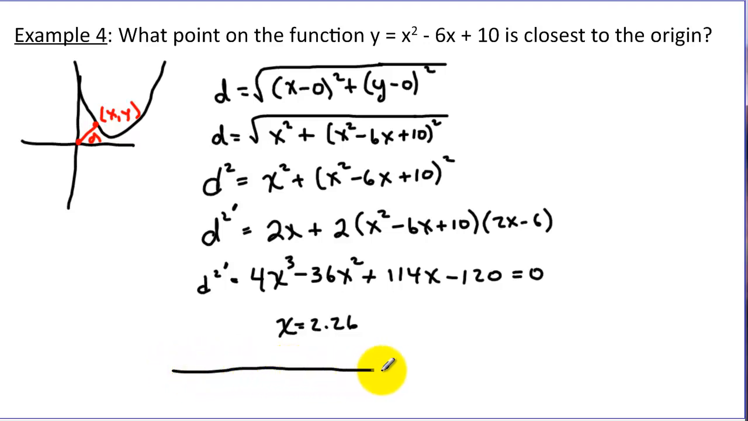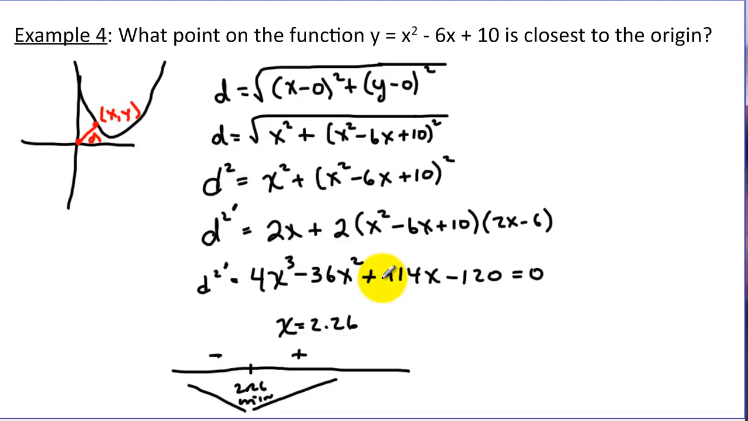Now we should just verify that indeed that gives us a relative min. So if I put a test point of 0 into this, I get negative 120, so I get a negative number. And if I put a big positive number in here, I'm going to get positive. So we do have decreasing, increasing. So 2.26 is a min. We verified that.